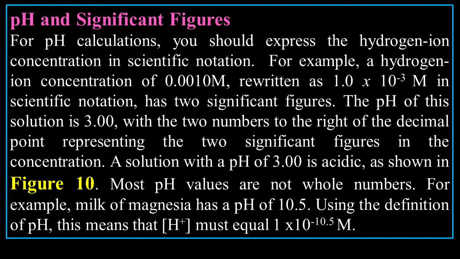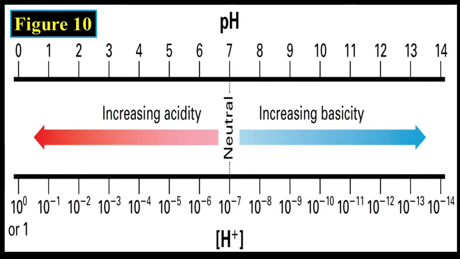Most pH values are not whole numbers. For example, milk of magnesia has a pH of 10.5. Using the definition of pH, this means that the H ion concentration must be equal to 1 times 10 to the negative 10.5. Here is figure 10 and the pH scale from 0 to 14.